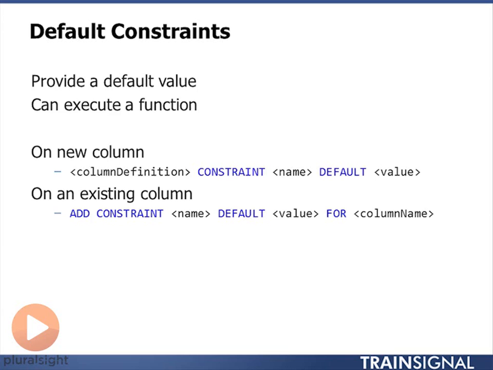Now, if we want to create a default constraint on a new column, then what we're going to do is put right after the column definition, constraint, the name, default, and then whatever we want the value to be. On the flip side, if it's an existing column, then after our alter table statement, we're going to say add constraint, again give it a name, specify default, the value, and then for the column name. So let's take a look at how we're going to do this on both of our tables.